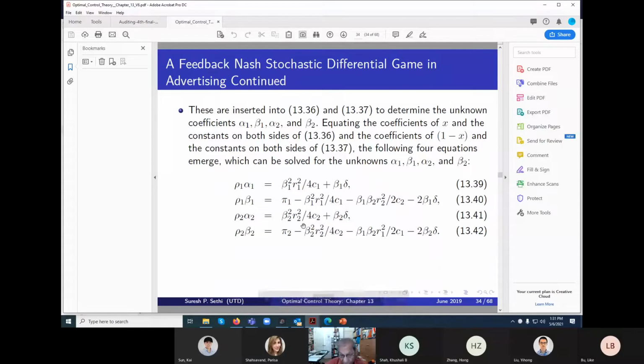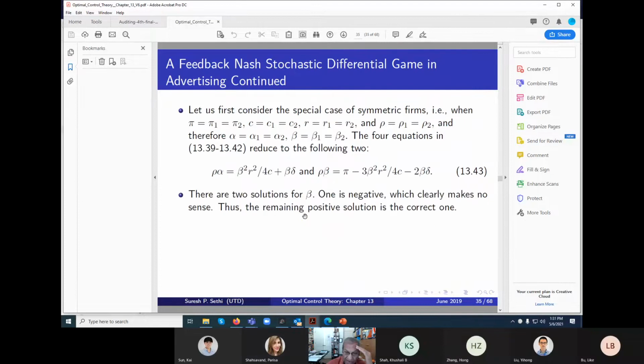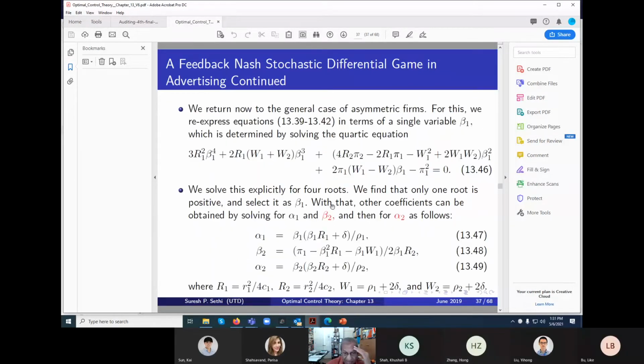So we have to solve these equations simultaneously. The way I've done it here is that I keep substituting for beta until I get an equation in beta 1 which is power 4. It's beta 1 to the 4, beta 1 cube, beta 1 square, beta 1 and a constant, equal to 0. So it has four roots.